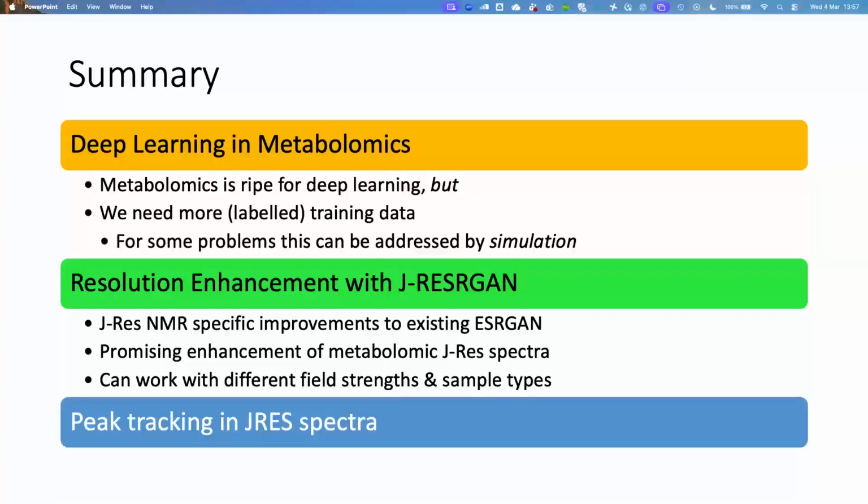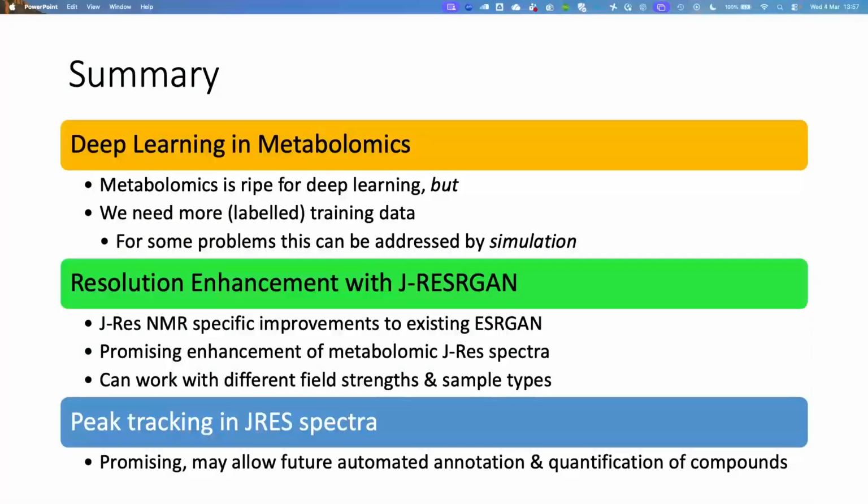And finally, for the peak tracking in the J-res spectra, this is something that's only just starting and it looks promising. And we're hoping that we can track the compounds well, so that later on we can annotate them, which means identify the compounds and potentially quantify them, producing a kind of automated pipeline for practitioners to use in NMR metabolomics.